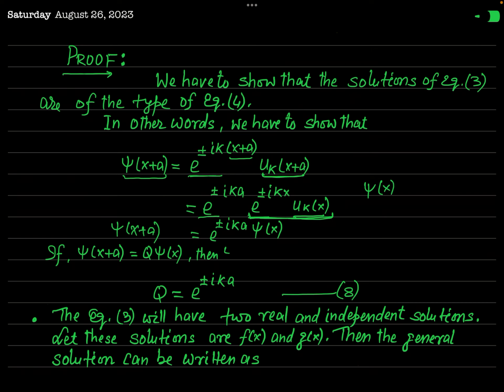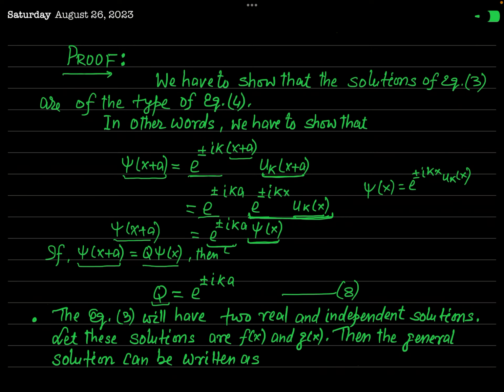You have learnt this psi of x is e to the power plus minus ikx times uk of x. So instead of e to the power plus minus ikx times uk of x, you can write psi of x. So psi of x plus a is simply equal to e to the power plus minus ika times psi of x. Here you can see this e to the power plus minus ika is a constant factor. And if you assume that this e to the power plus minus ika is equal to q, then you can write psi of x plus a is equal to q times psi of x.